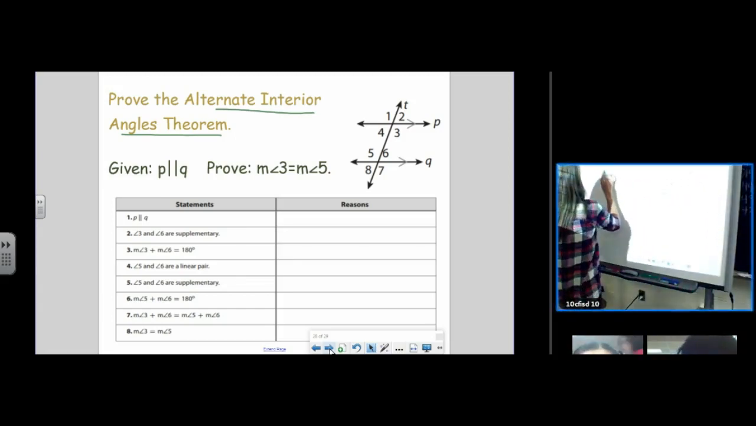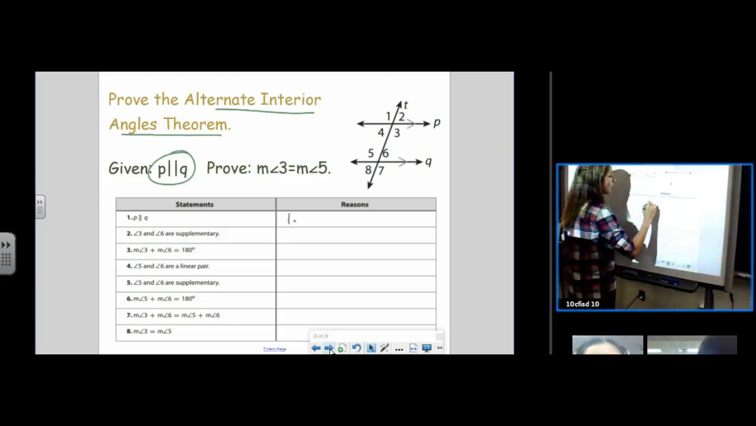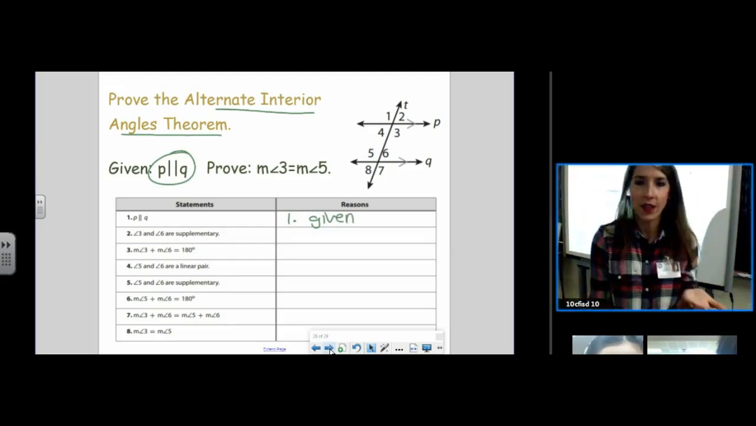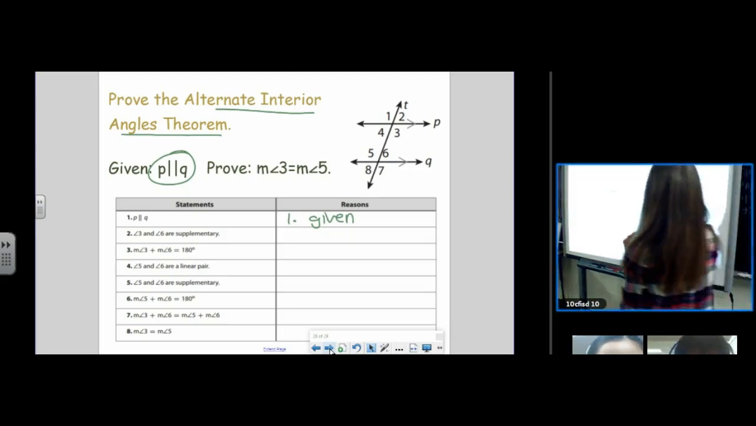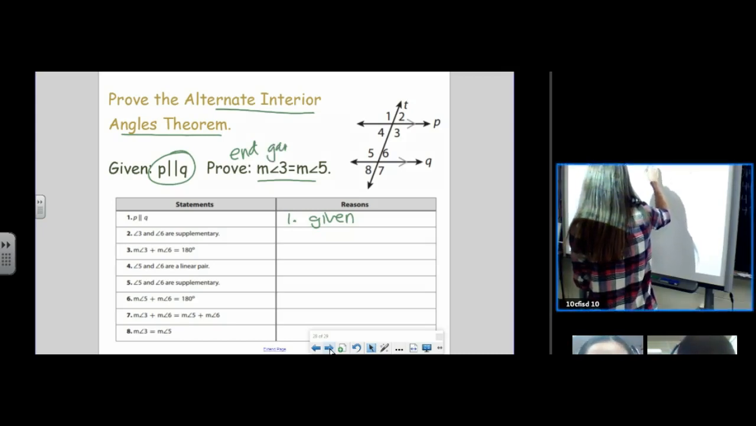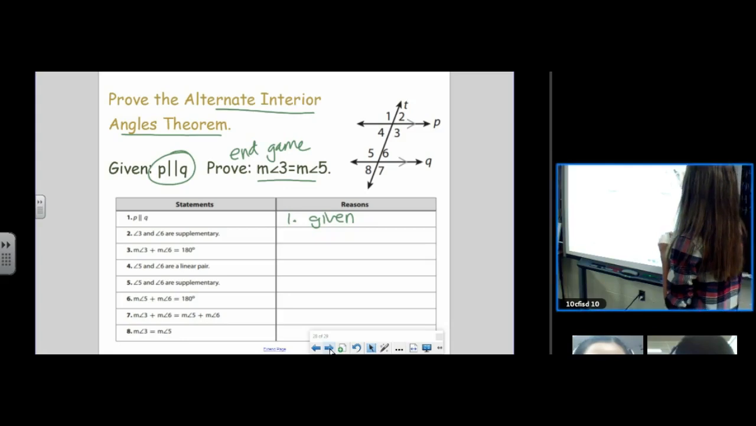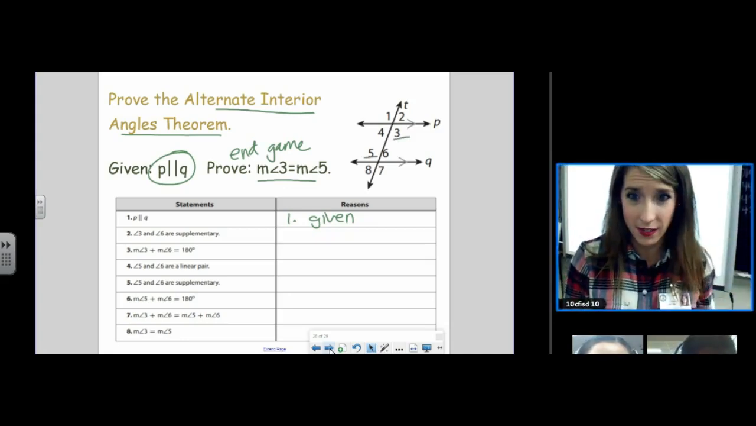What are we given? We're given that P is parallel to Q. So on number 1, the reason that P is parallel to Q was that it was given to us. So that's the answer for number 1. We need to prove, this is our end game, that the measure of angle 3 equals the measure of angle 5. Prove that alternate interior angles are congruent.